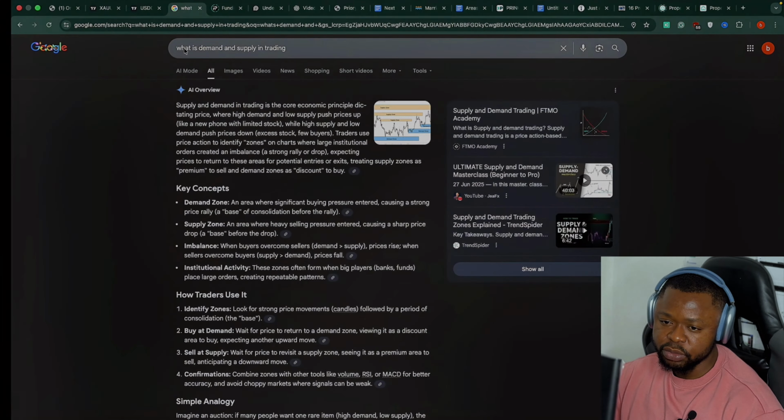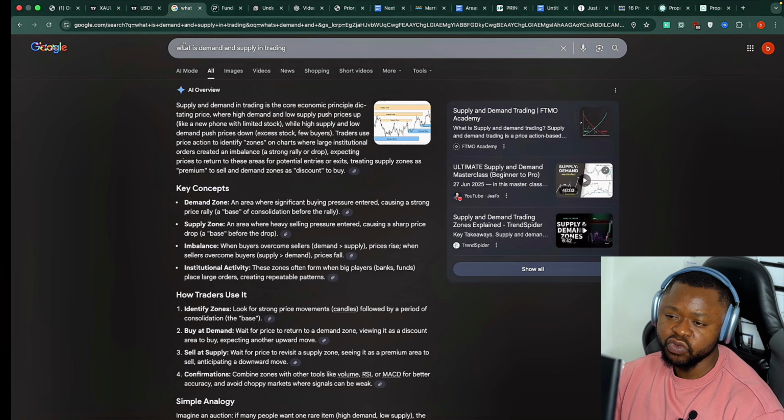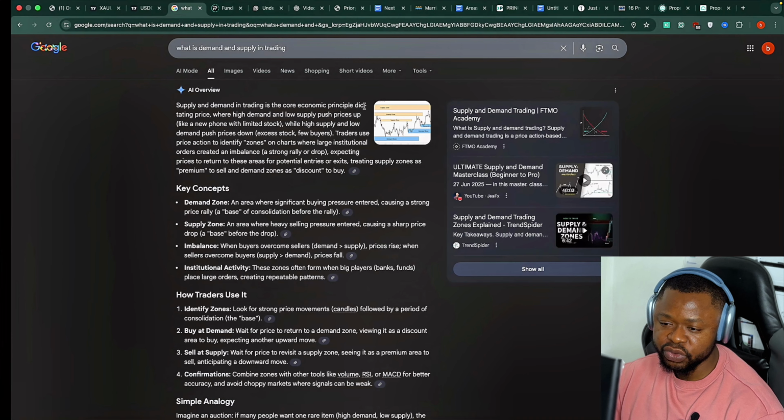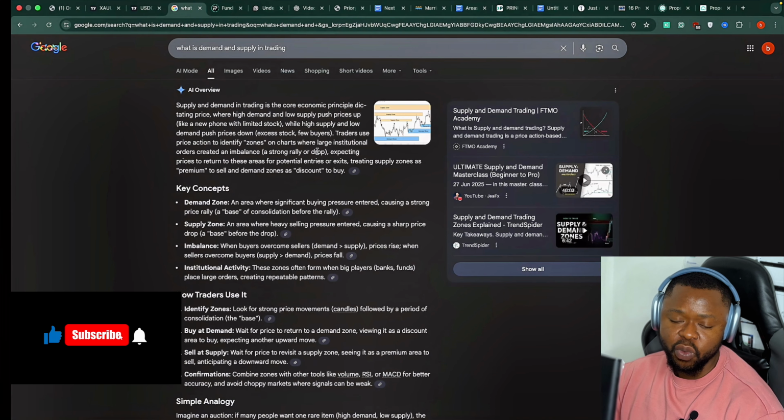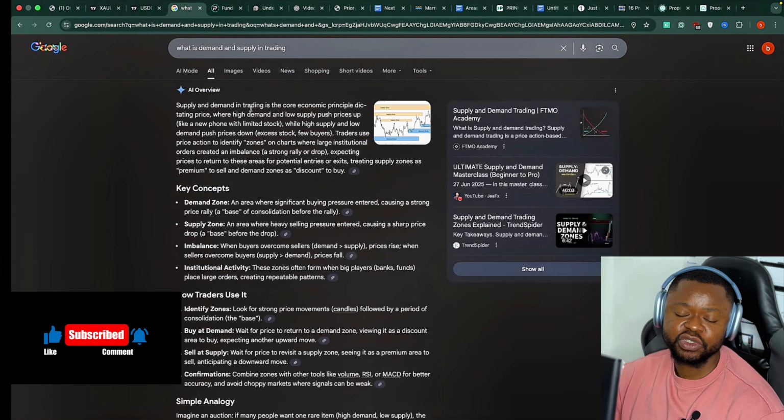I also went on Google here to quickly ask it a question so we can just quickly talk about it. What is demand and supply in trading? It says supply and demand in trading is a core economic principle dictating price, where high demand and low supply pushes price up, like a new phone with limited stock, while high supply and low demand pushes price down. So traders use price action to identify zones on charts where large institutional orders created an imbalance, a strong rally or a strong drop. So why prices move is basically just the imbalance between buyers and sellers.